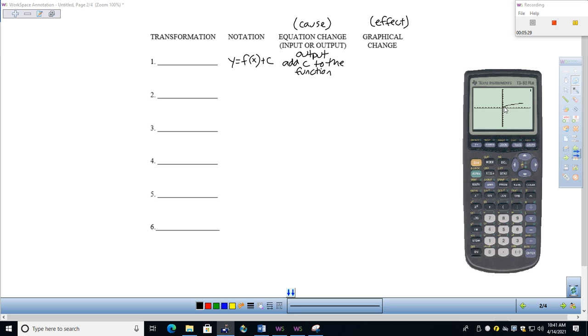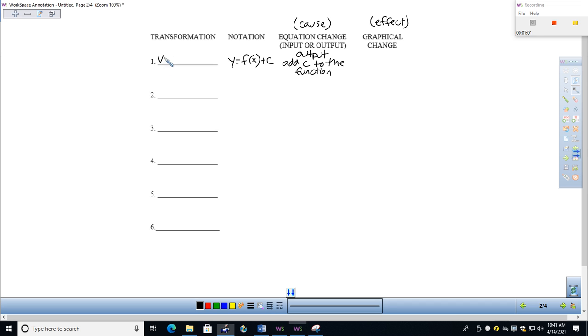Well, here's the graph of the original. Here's the graph of the new one. The shape is the same. It's not distorted in any way. This point moved up to here. This point moved up to here. This point moved up to here. And so as a result, everybody, this is what is called a vertical shift. The graph of the entire function moved vertically. And as a matter of fact, it moved upward. So if you can write vertical shift up, that would be great.